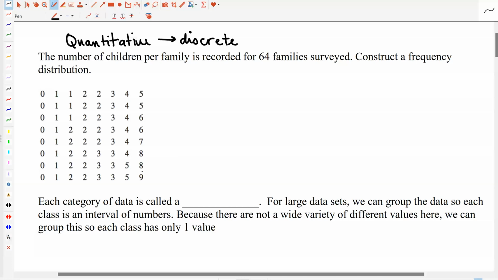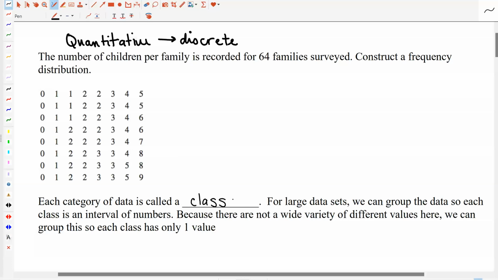So you can see that we don't have a lot of different values in our data set. It spans from 0 to 9. And then also notice that each one of those values was counted. So every one of the families counted how many children they had. Each one of these values is going to become its own class. So each category of data is called a class. Now if we had really large data sets, we could actually group the data so each class contains an interval of numbers. Now that's not happening in this case. Because there's actually not a wide variety of different values here, we're going to group this so each class only has one value, specifically the number of children.